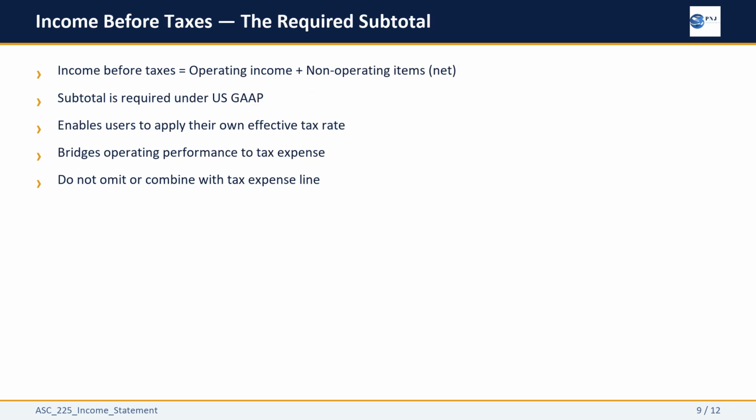Income before taxes is not optional. It is a required subtotal under US GAAP. The formula is straightforward. Operating income plus or minus all non-operating items equals income before taxes. Why is this subtotal so important? Because it lets financial statement users apply their own assumptions about tax rates. Analysts modeling a company may use a different effective tax rate than the entity actually incurred. By presenting income before taxes clearly and separately, you give users the flexibility to do their own analysis. Never collapse it into the tax expense line.